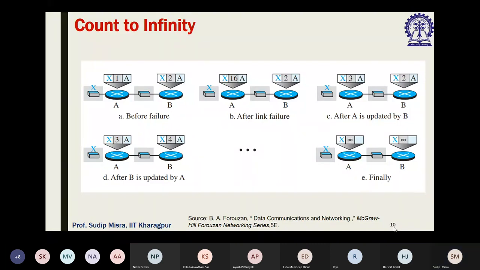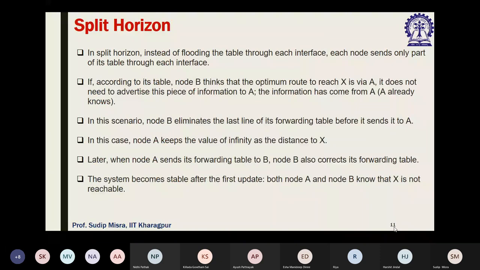Now what happens when one of these nodes gets disconnected? Basically this link between X and A, you see that it has failed, so it becomes non-existent after some time. This is where, when you try to update the routing table, you get into a problem called the count to infinity problem. Now there are some solutions which try to overcome this problem, one of which is called split horizon.